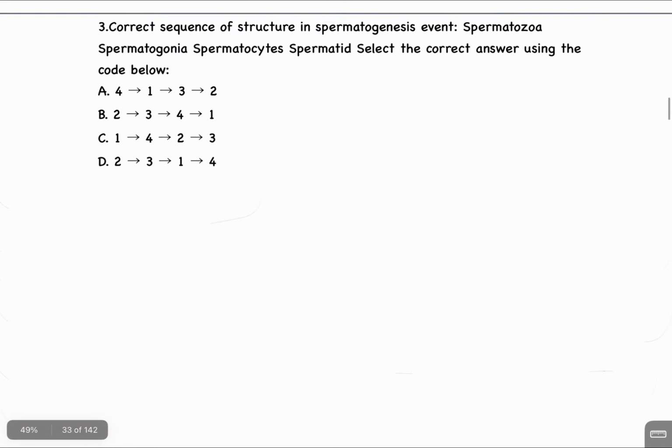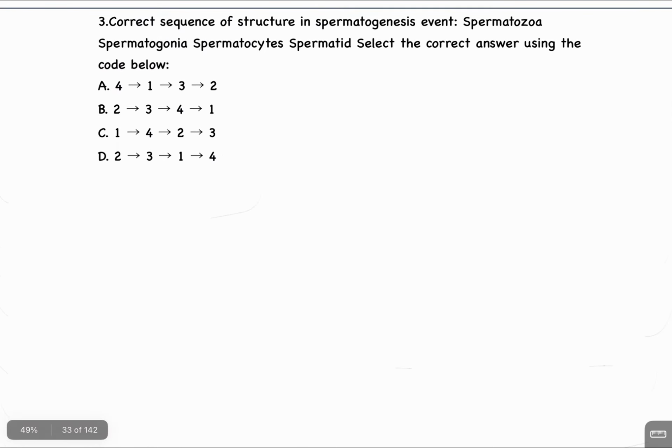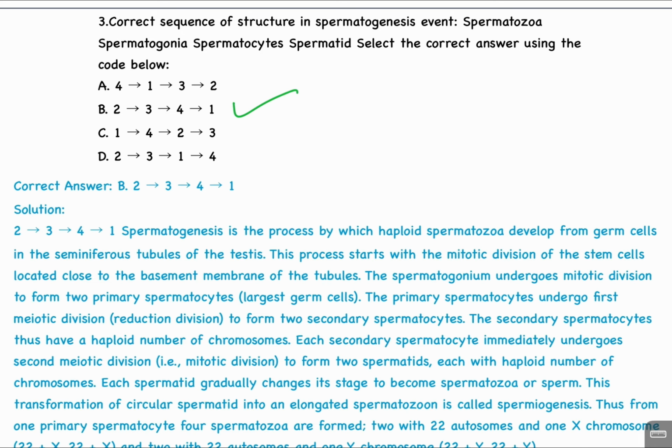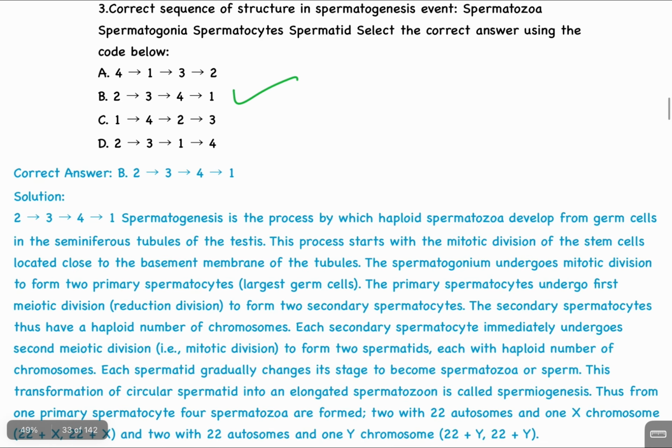Question number 3. Correct sequence of structures in spermatogenesis event: 1. spermatozoa, 2. spermatogonia, 3. spermatocyte, 4. spermatid. Select the correct answer using the code below. इसका आंसर है B. सबसे पहले आएगा second, third, fourth and 1.